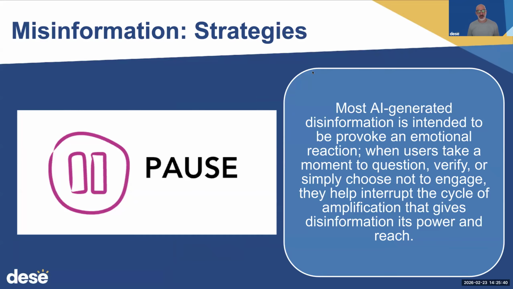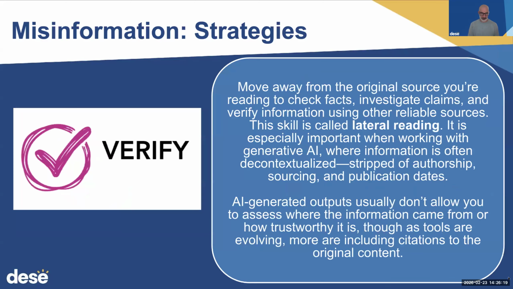So, pause. Most AI generated disinformation is intended to be provoking and create an emotional reaction. When users take a moment to question, verify, or simply choose not to engage, they help interrupt this cycle of amplification that gives disinformation its power and reach. So, coming across digital content online, generated video that might be alarming or provoking in some capacity, before simply pushing that content forward, we pause. We consider that it may be AI generated, especially in our current landscape, and we don't allow that information to continue to perpetuate and create more disinformation.